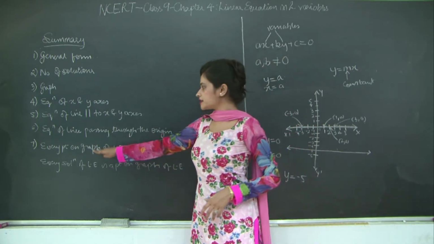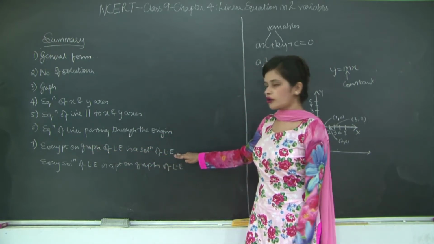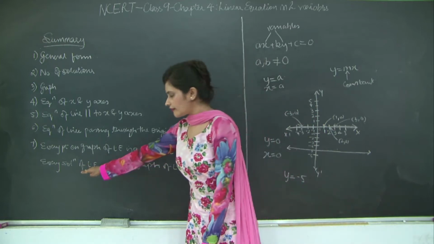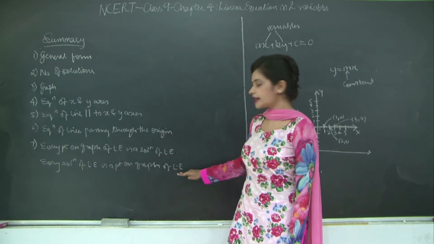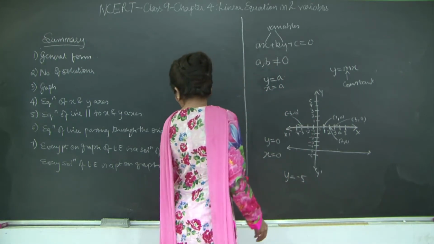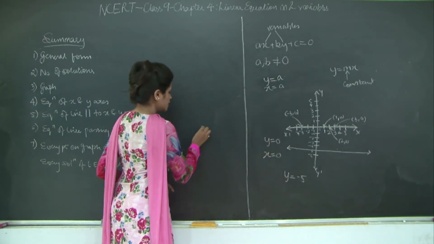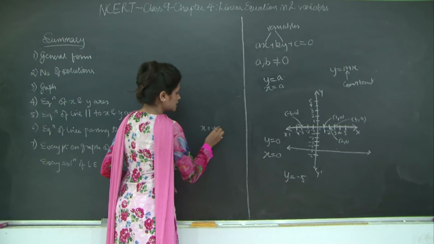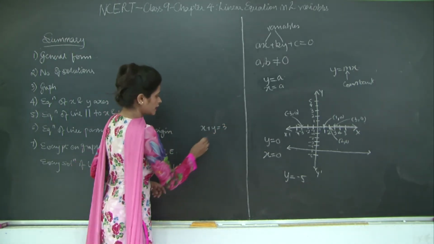Now the final point: every point on the graph of a linear equation is a solution of the linear equation, and vice versa, every solution of a linear equation is a point on the graph of the linear equation. Let us understand this. Every point in the graph of a linear equation. So if I have my linear equation x plus y is equal to 3, correct? So what could be my coordinates for x and y?